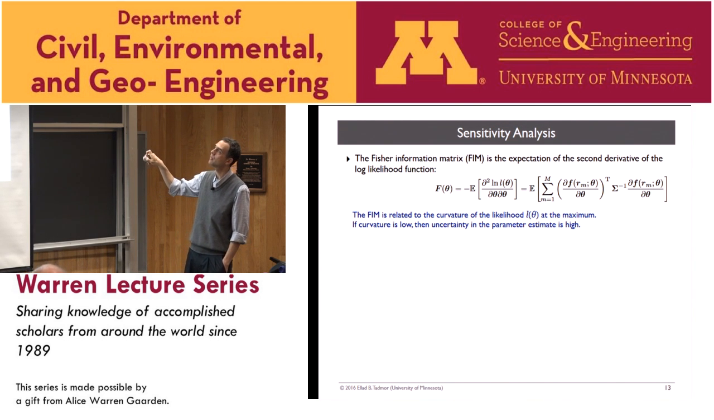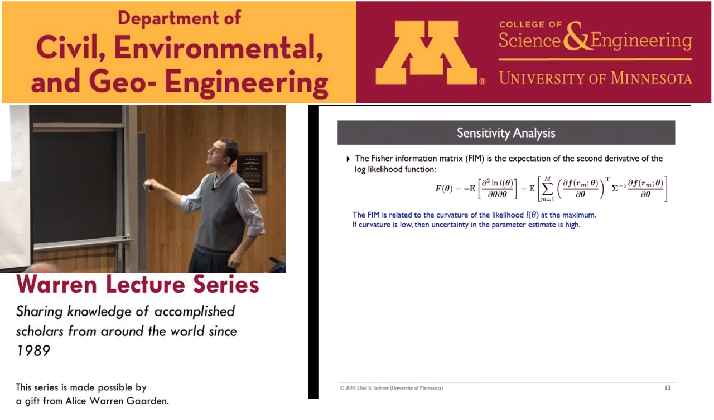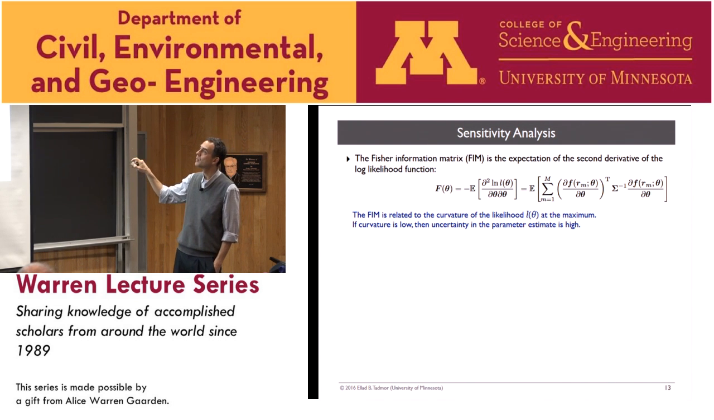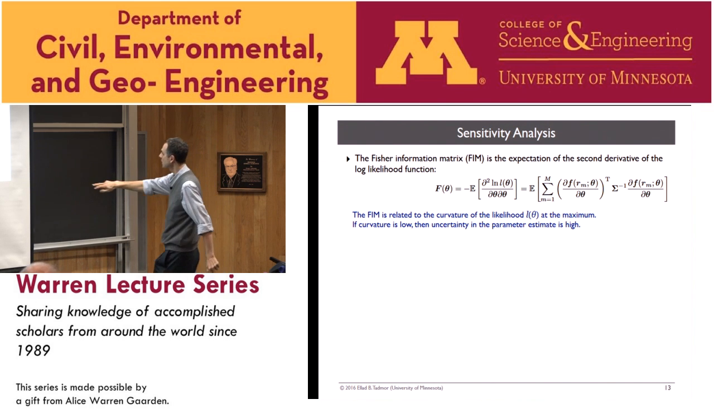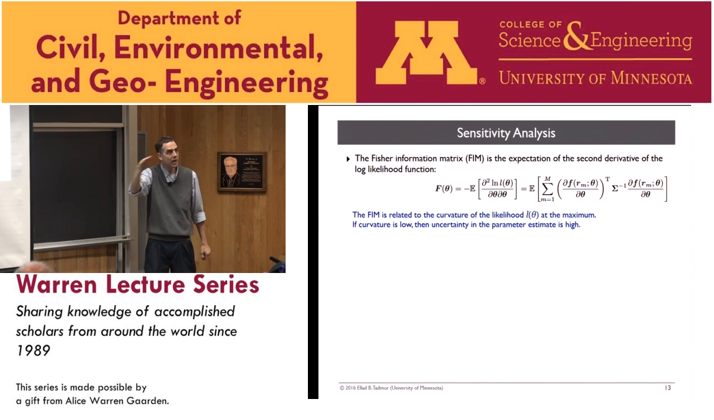The Fisher information matrix is the second derivative of that likelihood, really the log likelihood. And it's related to the curvature of your fit. If the curvature is small, that means that the uncertainty in your parameter is high. So you've got something that's very, very flat, and from that you're trying to draw a parameter. And so there's a lot of uncertainty in that parameter. If it's very sharp, then you have a good agreement.